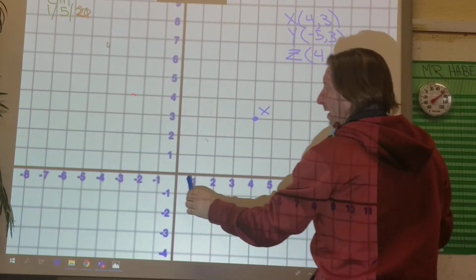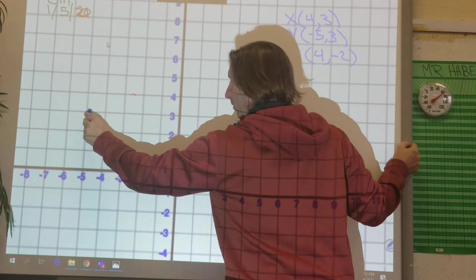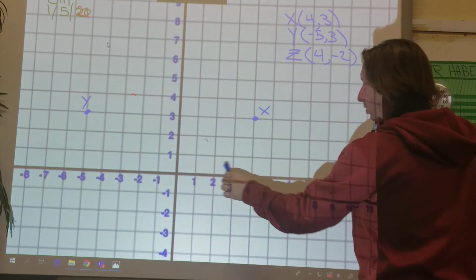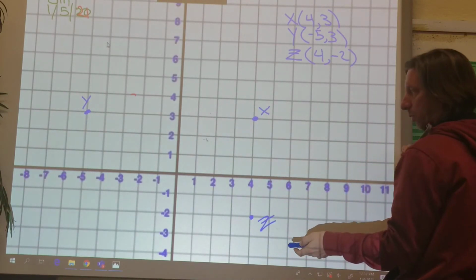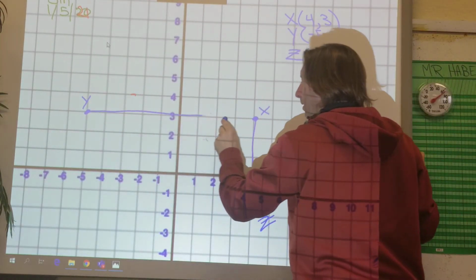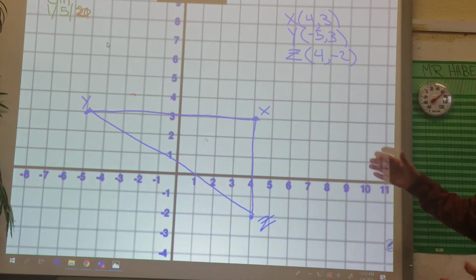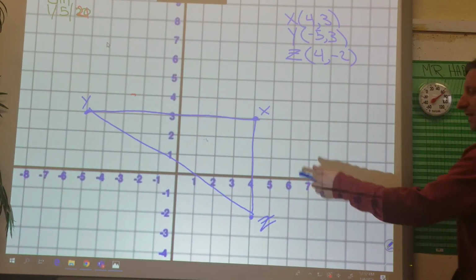Y is at -5, 3. Sideways first. And up 3. And z is at 4, -2. We play connect the dots, right? Here's our triangle. Here's our right angle. We connect it the best we can. Okay, so see, this one kind of goes into a bunch of quadrants. Doesn't make any difference. You can still just count how long the sides are.